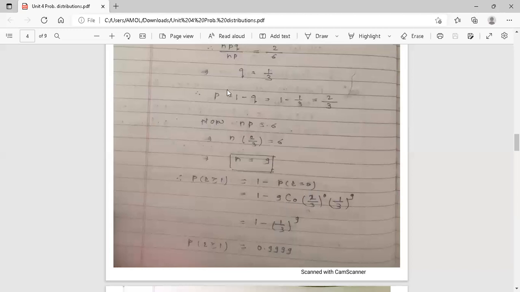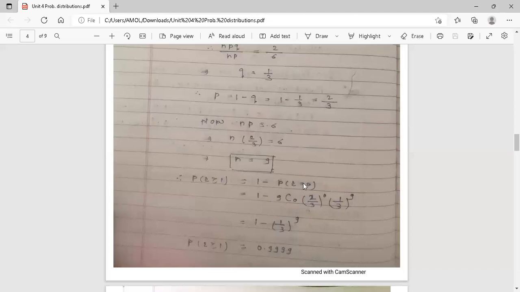p raised to r. What is p here? p is here 2 by 3. 2 by 3 raised to r. What is r? r is here 0 because the success is 0. q raised to n minus r. q is here. The value of q is 1 by 3 raised to n minus r. n is 9 and r is 0. So 9 minus 0, 9.